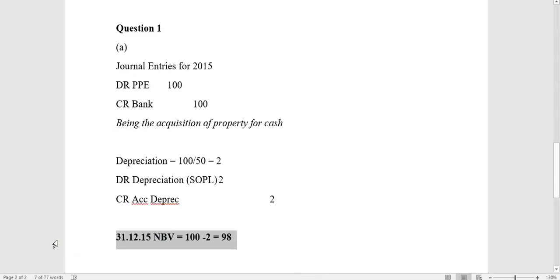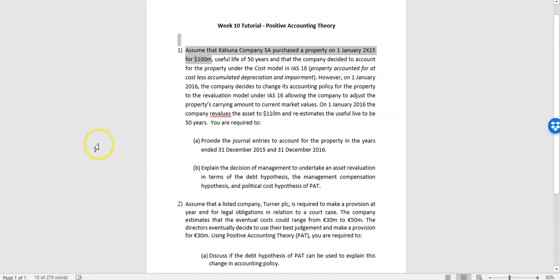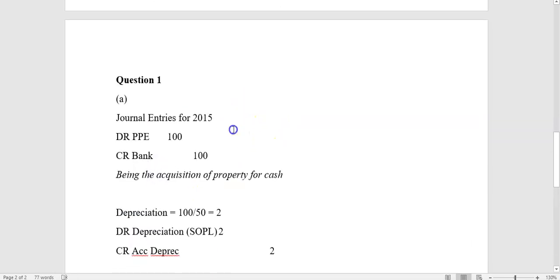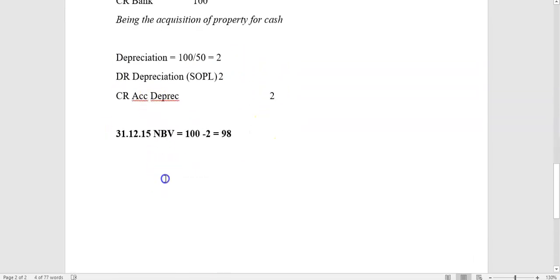There's no revaluation model in 2015, if you go back to the question. They didn't choose that until the 1st of January 2016. So at the end of 15, you merely hold it at cost less accumulated depreciation. We have no impairment in this question. However, at the start of the next year, they want to revalue it to 110 million and a useful life of 50 years.